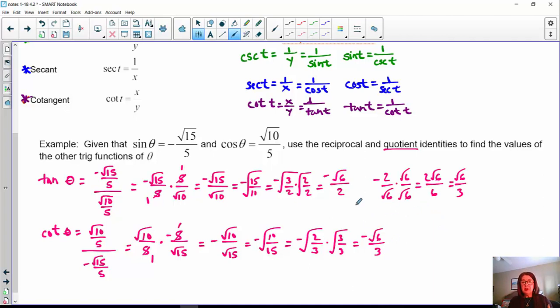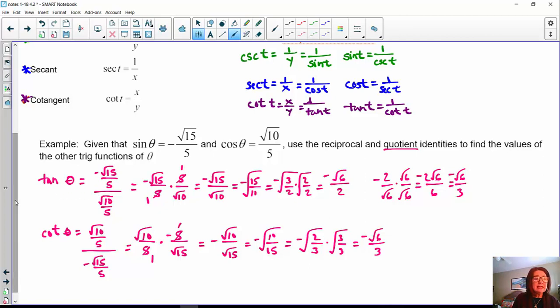Now here, you may say, Ms. Hall, those don't really look like reciprocals of each other, and they should be, because tangent and cotangent functions are reciprocals of each other. So I've just shown over here, if I had taken the reciprocal of negative square root of 6 over 2, that would be negative 2 over the square root of 6. When I rationalize this, here's the result. 2 goes into 2 once and into 6 3 times. So we do see that we get the same thing if we had used the reciprocal identity.